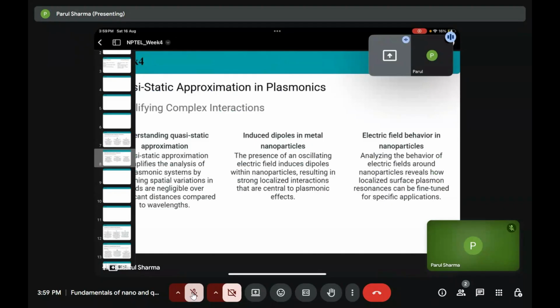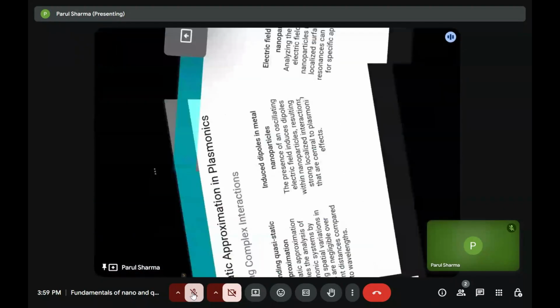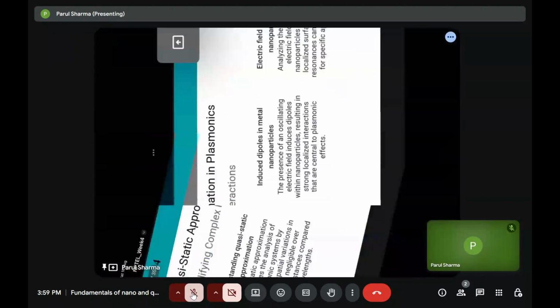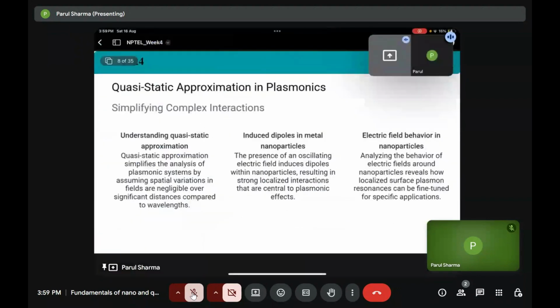Now we have seen the induced dipole in the matter nanoparticles. So, the presence of an oscillating electric field induces a dipole within nanoparticles, resulting in strong localized interactions that result from magnetic effects. And what will be the electric field behavior in nanoparticles? Analyzing the behavior of electric fields around nanoparticles reveals how localized surface plasmon resonances can be fine-tuned for specific applications.